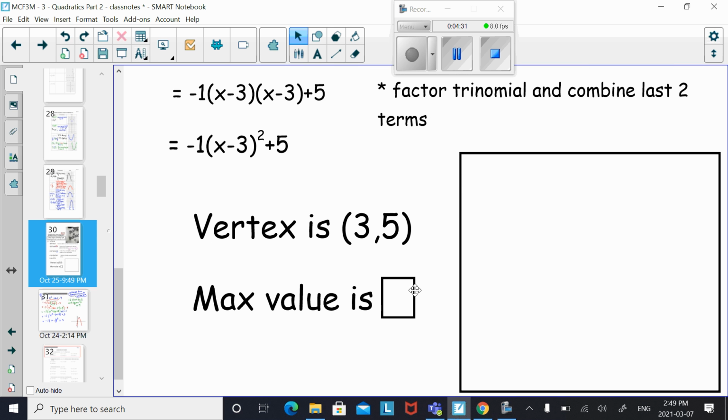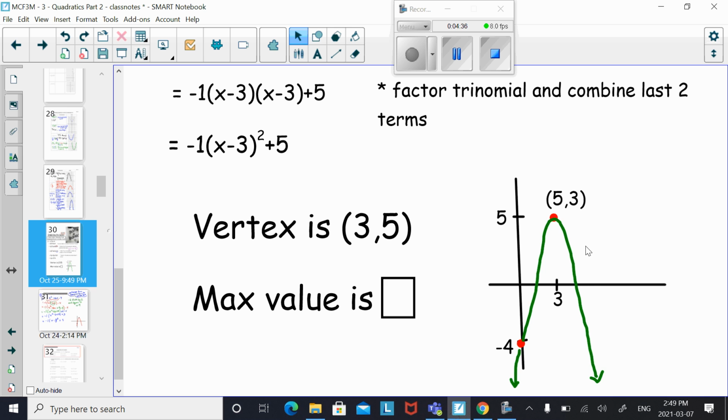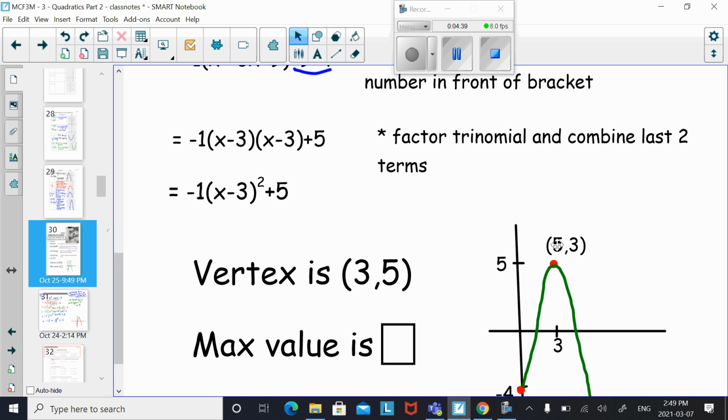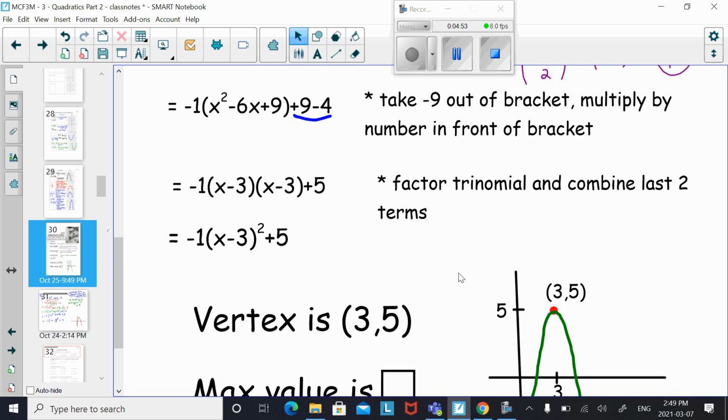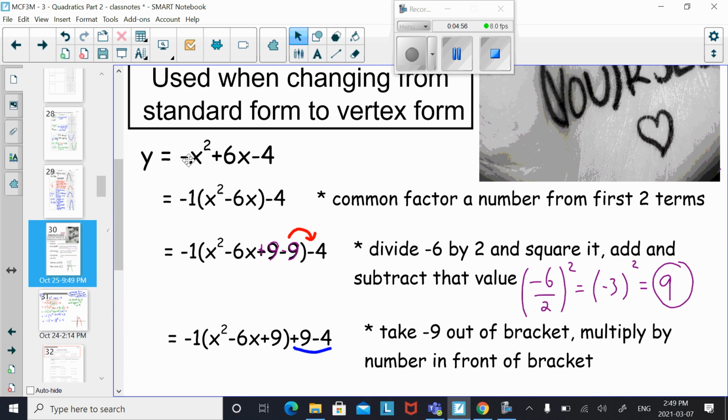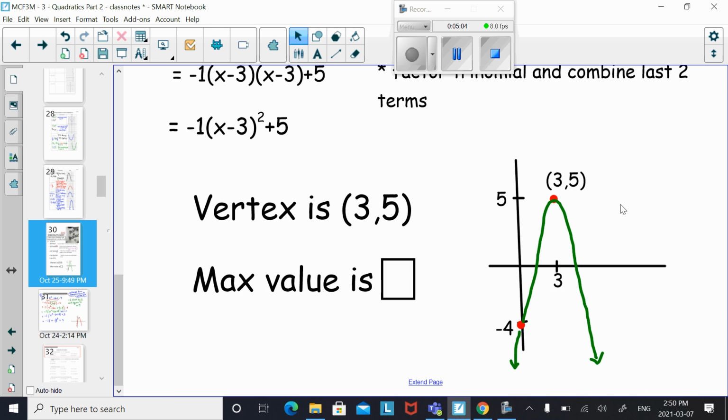The maximum value means how high the graph is going to be. So I made a little sketch of what this should look like. So we have a vertex of, oh, this is backwards. This should say 3 and 5. There we go. So the vertex is 3, 5, and we have a -4 of a y-intercept, and that came just from the original equation here. Remember, it's ax squared plus bx plus c, and the c at the end is the y-intercept. So it's -4 in this case. So the max value just means how high does your graph go on the y-axis, and you can see that it's going to be 5.